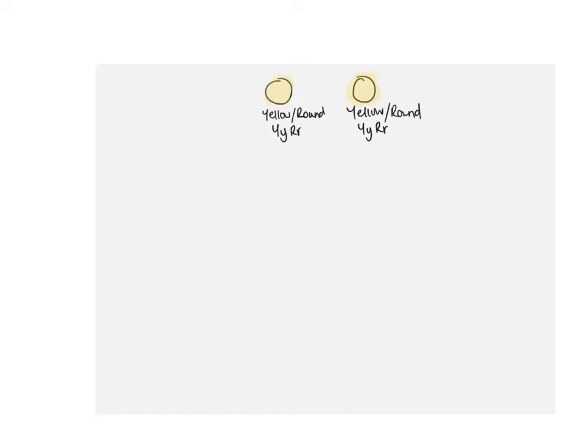Okay, so we're starting our Punnett square with our 2 parents that are yellow and round, big Y, little y, big R, little r. And we know that each parent can give us the gametes of big Y, big R, big Y, little r, little y, big R, and then little y, little r. And that occurs in both parents. So big Y, big R, big Y, little r, little y, big R, little y, little r.